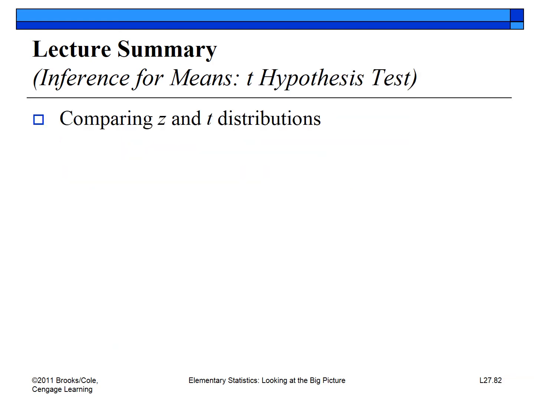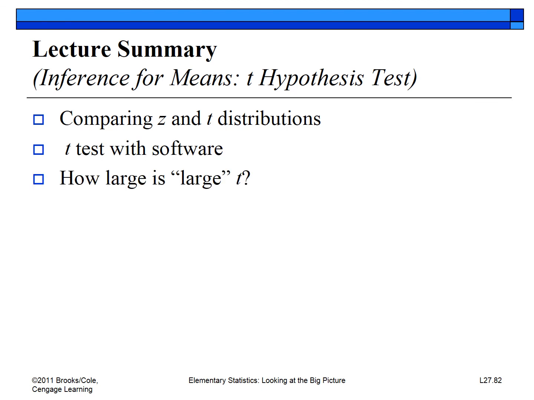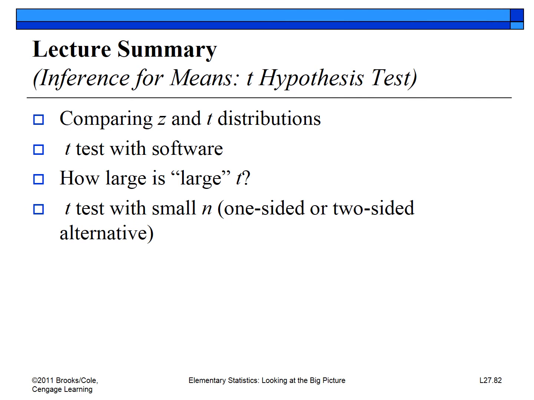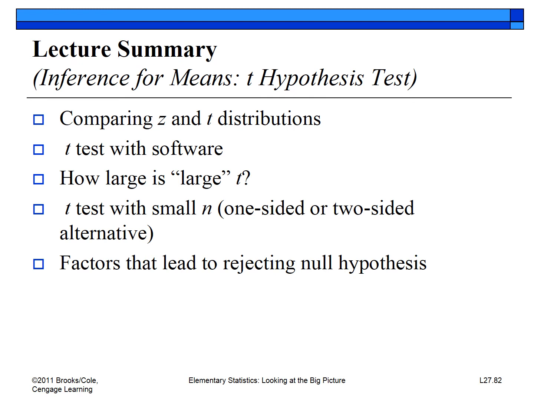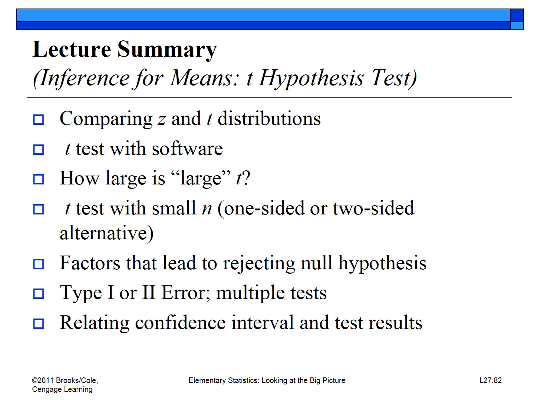Then, after we compared the z and t distributions again, we talked about how to do the t-test with our calculators. We talked about what it takes to make a large value of t considered to be, quote, large. We looked at performing t-tests using small n's, both one-sided and two-sided. We looked at several factors that can encourage us to reject the null hypothesis. We talked about type 1 and type 2 errors and how multiple tests will result in a type 1 error with probability equal to our cutoff, our alpha. And we related the results that we got from our tests with corresponding confidence intervals.